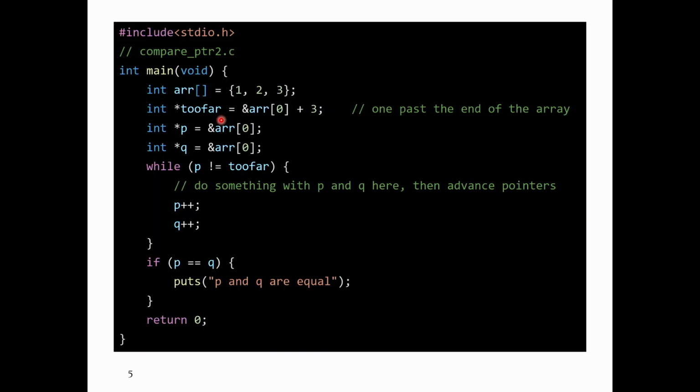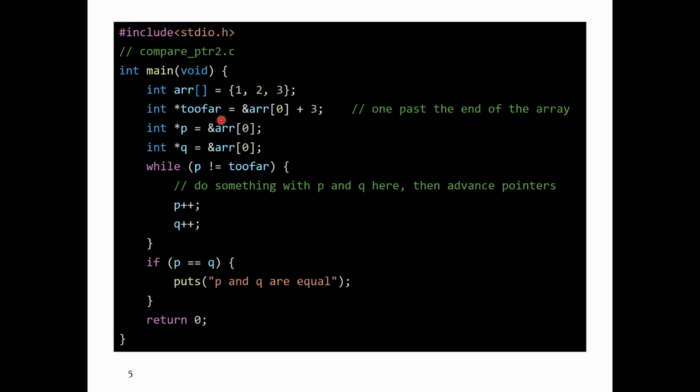Right, so this is the array A1. That's the array A2. Then too far for 1 is equal to the address of A1 plus however long the array is. I don't know how long it is. And then too far for 2 is the address of A2, 0 plus however long that one is.